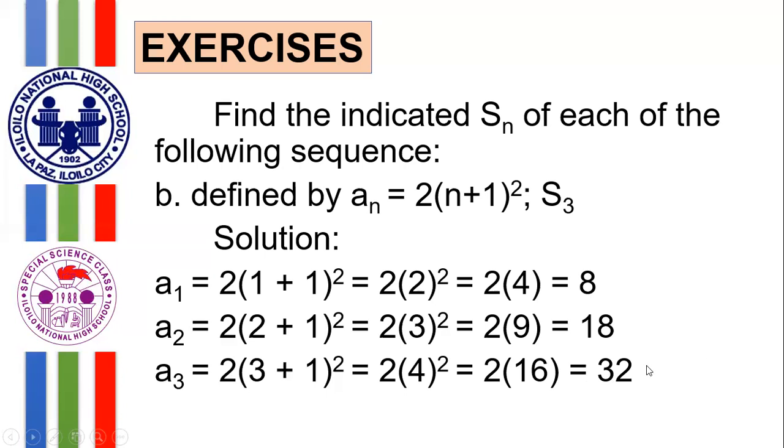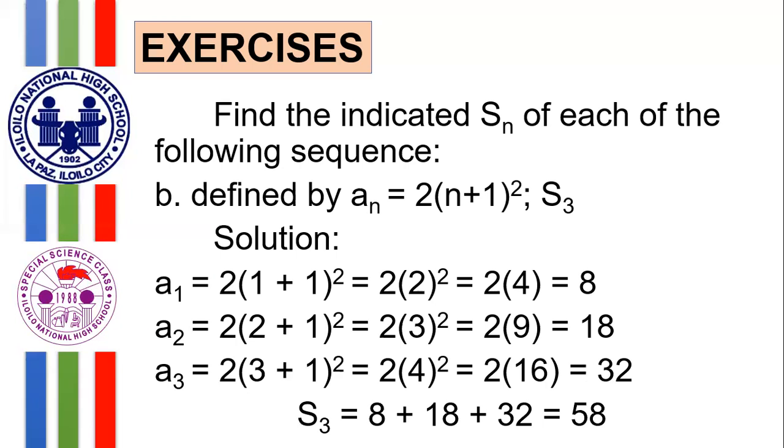And since we have the first 3 terms now, we can determine the sum of these 3. So S sub 3 is equal to 8 plus 18 plus 32, which is 58. I hope you got this as well.